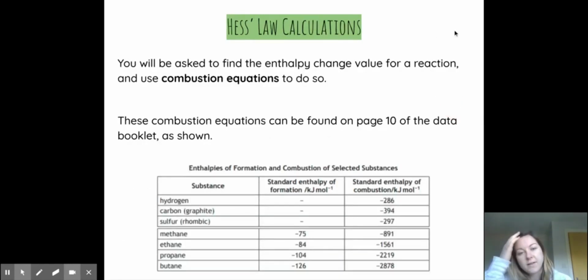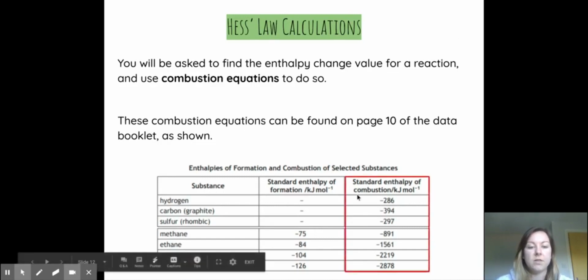So we will be asked to do some Hess's law calculations, and the way you are asked to do this is you will be asked to find the enthalpy change value for a reaction, and you have to use some combustion equations to do this. The combustion values can be found on page 10 of the data booklet, which is this column here in the table. So these are in kilojoules per mole. They are standard enthalpy of combustion equations.